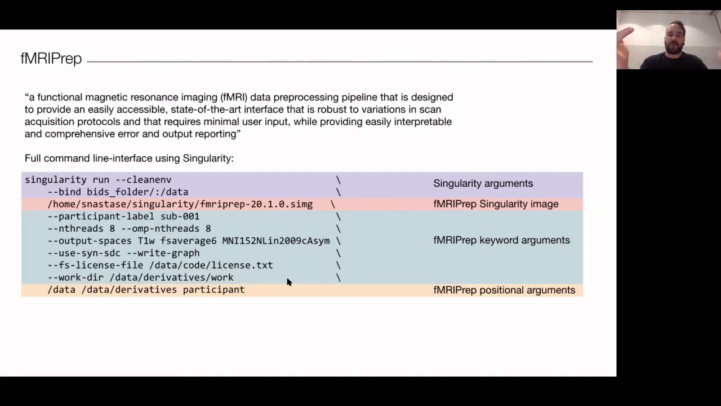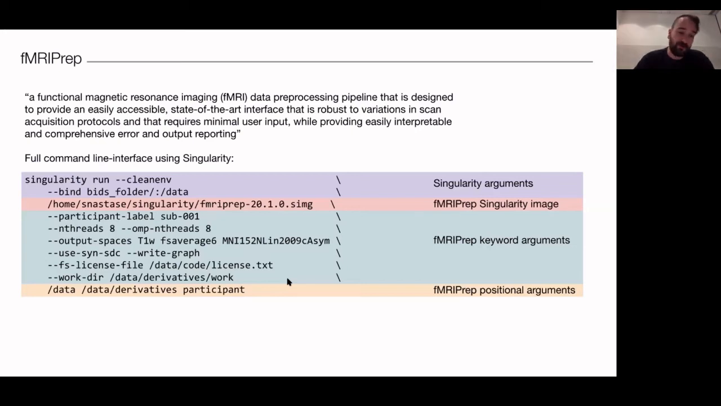And then everything that's following that is a bunch of fMRIPrep arguments, okay? The ones in green here are the keyword arguments for fMRIPrep. So here I'm specifying a participant label, just run participant sub-001. I'm going to use 8 cores, and I want outputs in T1w, fsaverage6, and MNI152NLin2009cAsym spaces. One thing that's nice about fMRIPrep is however many of these output spaces you list, it will run and give you all of them, right? So you will get outputs in all of these different spaces.